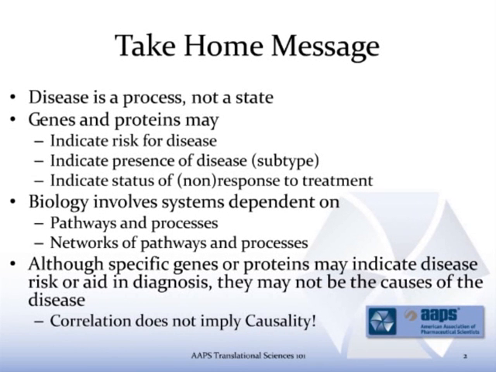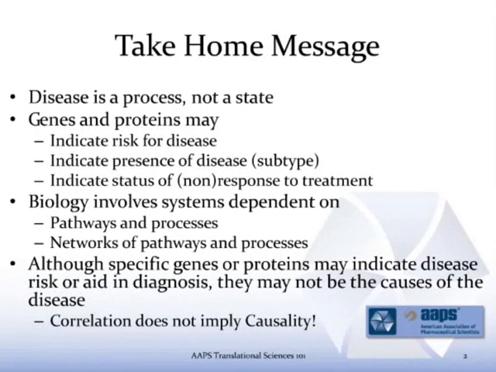this, of course, later. Genes and proteins may indicate risk for a disease. They may indicate presence of a disease or the subtype of a disease, and they may also indicate the status of response or non-response to a specific treatment. Biology involves systems, and it's dependent on a series of pathways and processes and networks of these pathways and processes. And most importantly, although specific genes or proteins may indicate disease risk or aid in diagnosis, they may not be the actual causes of the disease because correlation does not imply causality.